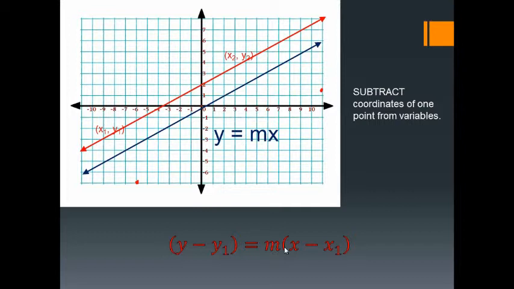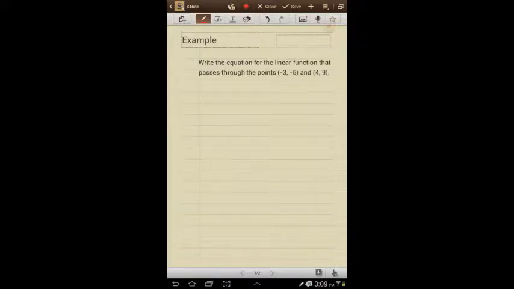So now I'm going to switch over to an example of this. Alright, the example. Write the equation for the linear function that passes through the points (-3, -5) and (4, 9).